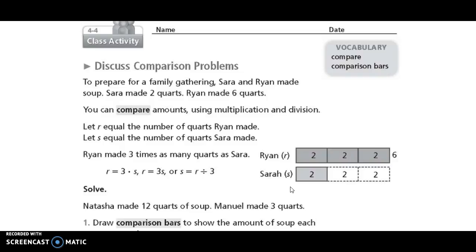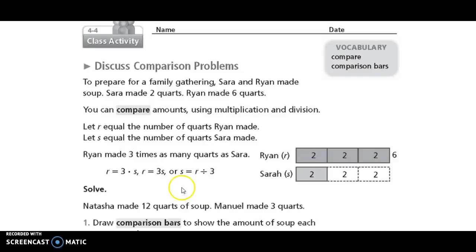All right, so it says, to prepare for a family gathering, Sarah and Ryan made soup. Sarah made 2 quarts, Ryan made 6 quarts. You can compare amounts using multiplication and division. Remember how we talked about these two were inverses. So we're going to let R equal the number of quarts Ryan made, and S is going to equal the number of quarts that Sarah made.